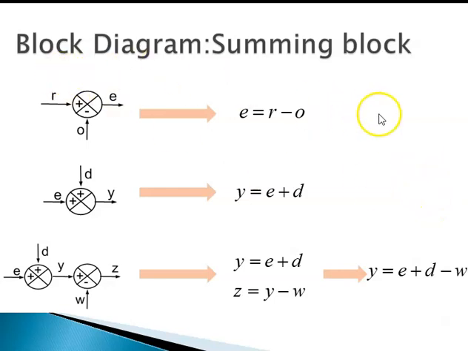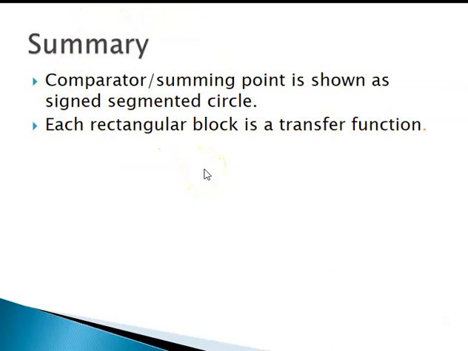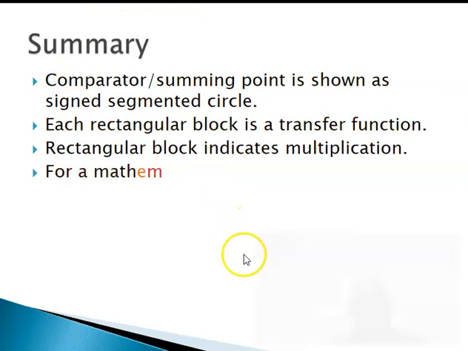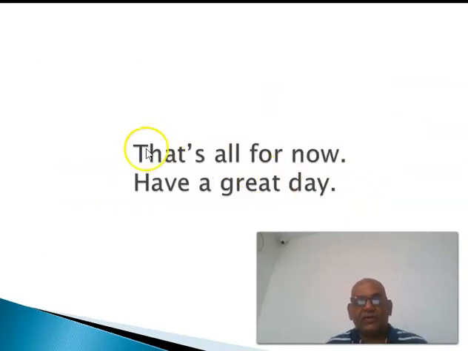I think that's all we have for now, and we summarize this video as follows: a comparator is shown as a circle divided into signed segments. Each rectangular block represents a transfer function, and a rectangular block indicates multiplication in some sense. For each block diagram, we can write a set of mathematical equations. I think that's all we have for now.